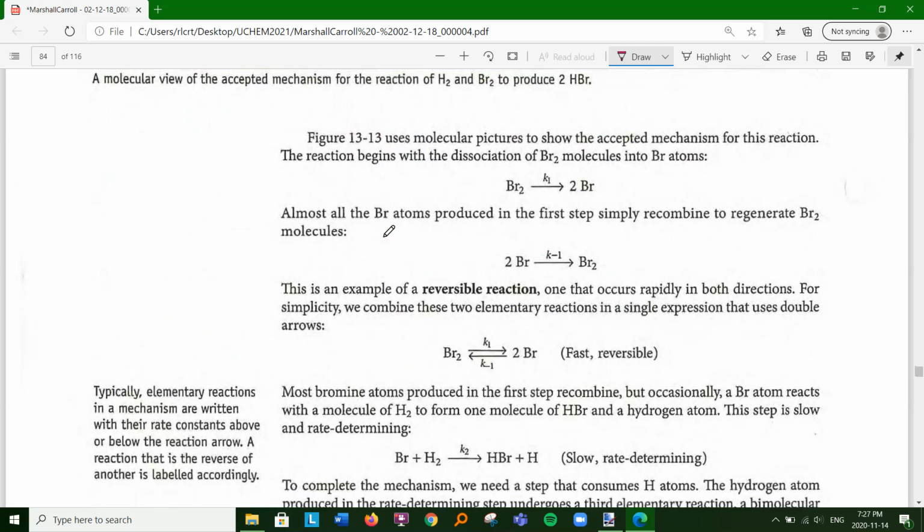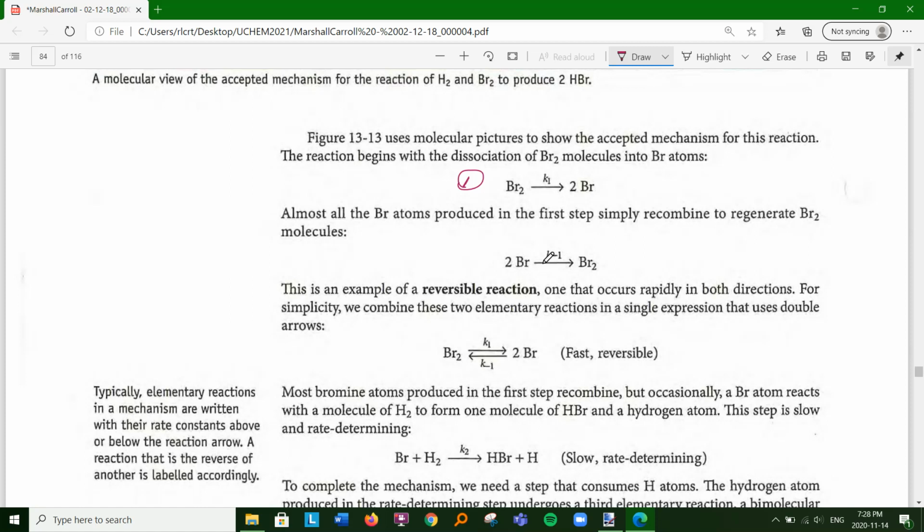If you just like using the symbols, follow with me here on page 638. So the reaction begins with the dissociation of Br2 molecules into Br atoms. So this is step 1. And the k with the little 1 is the rate constant for that. Almost all of the Br atoms produced in the first step simply recombine to regenerate Br2 molecules. So the k -1, and some people do it differently, they would call this k2, but k -1 means the reverse process. Okay, so it's a reversible reaction. We're hinting about the chemical equilibrium chapter, which is coming up a few chapters from now.